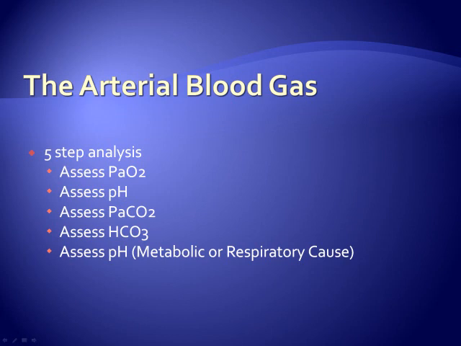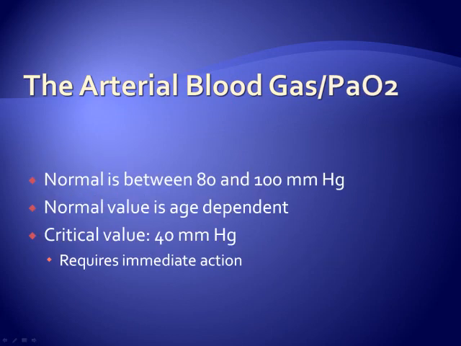Okay, so let's take a look at some of these values and what they mean. First, the normal blood gas, our PaO2, is going to be between 80 and 100. The normal value is age dependent though, so in our elderly population you could expect to see values that are maybe less than 80, and that's okay.